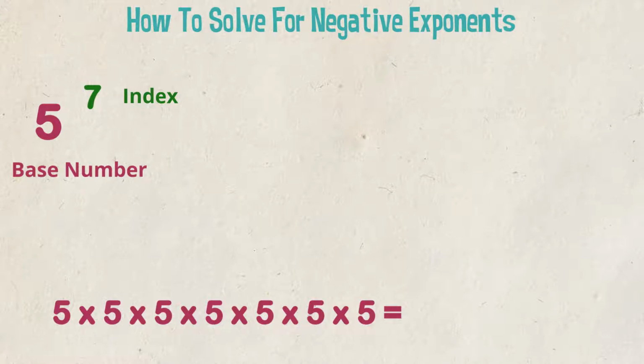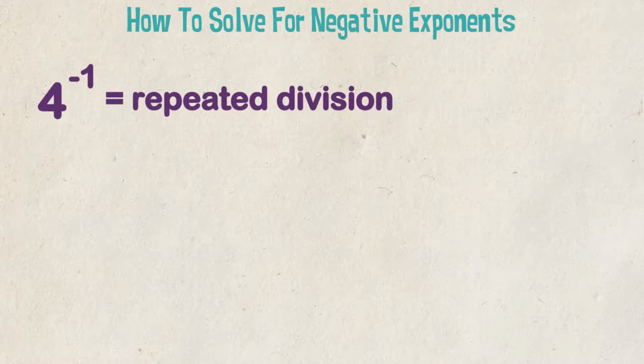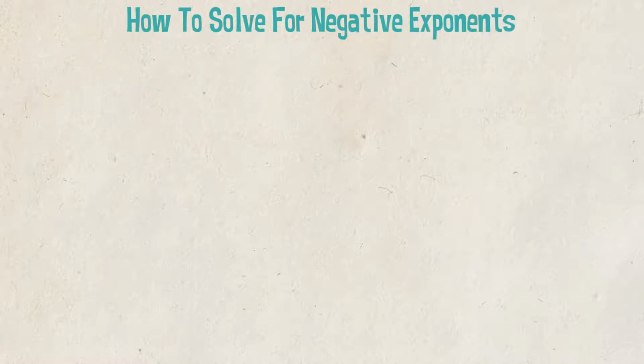Now that's true when your exponent index is a positive number, but what happens when you have an exponent where the index is negative? An exponent with a negative index just means we're going to perform repeated division. So let's talk about something real quick that helps to make sense of how negative exponents work. Let's talk about an exponent with an index of 0. This is a rule that you should memorize.